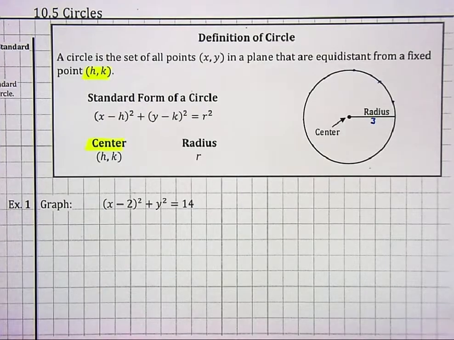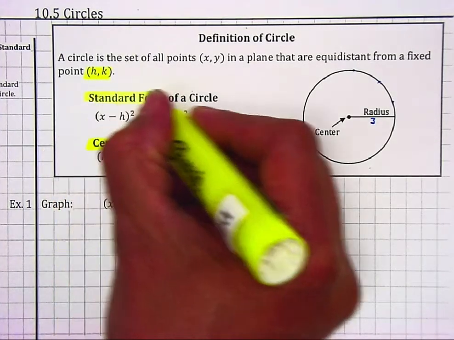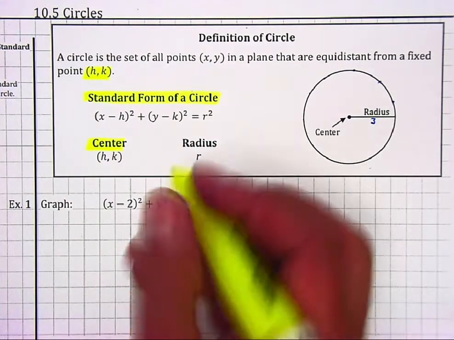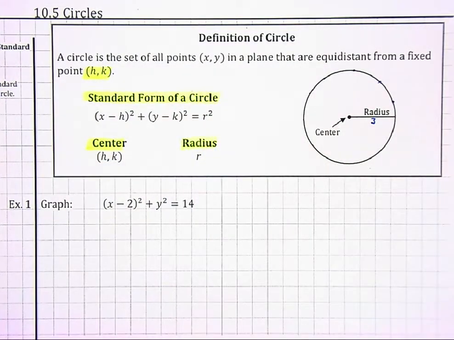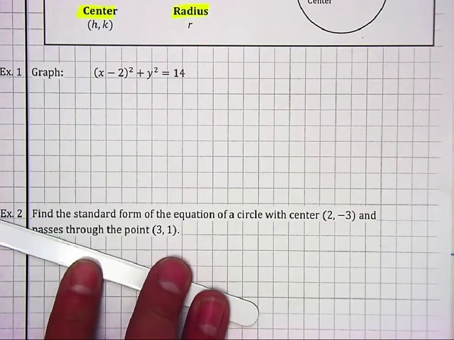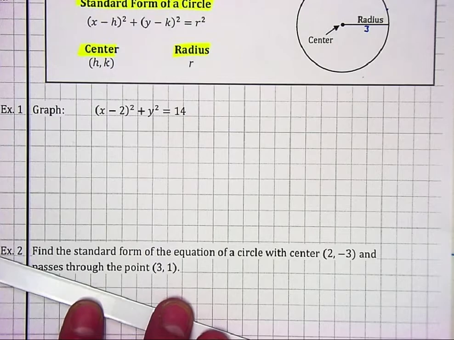This is the standard form of a circle, where we have H and K, and that will be your center, and your radius is R. But let's go through the first example. Example number 1.